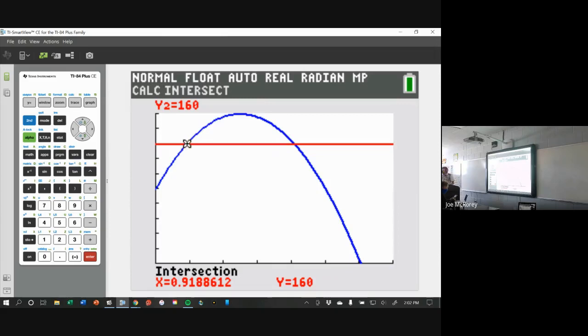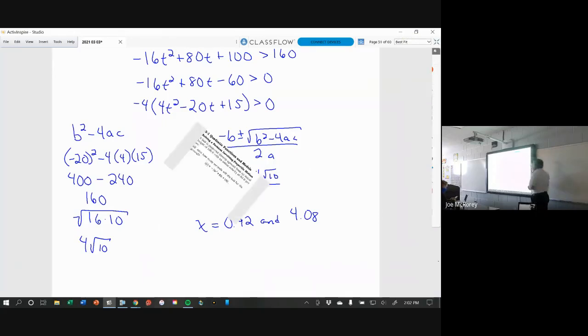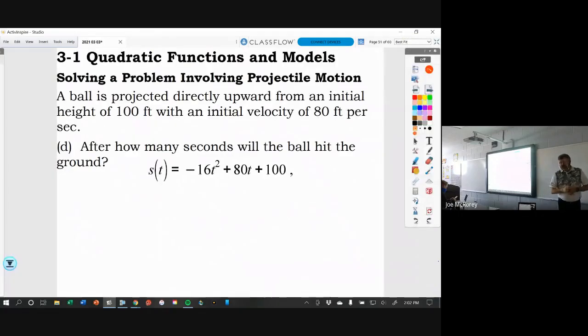Questions on that? So between 0.92 and 4.08 seconds, the ball is above 160 feet. Next question: when does it hit the ground? Good question. When does it hit the ground? 6 seconds.